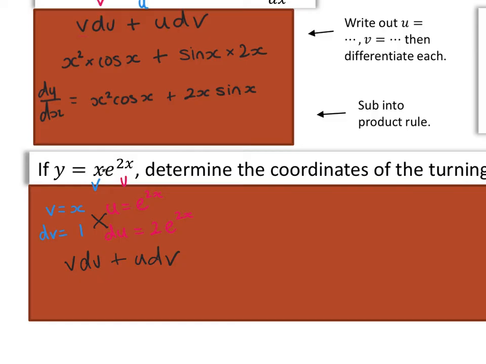So, x times 2e to the x, I could write it out, plus u, which is e to the 2x, multiplied by dv, which is 1. Then we're going to write it really nicely. So we're going to get 2x e to the power of 2x plus e to the power of 2x, because it's multiplied by 1, right?